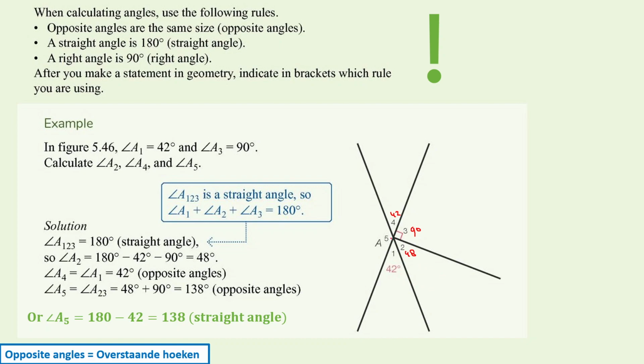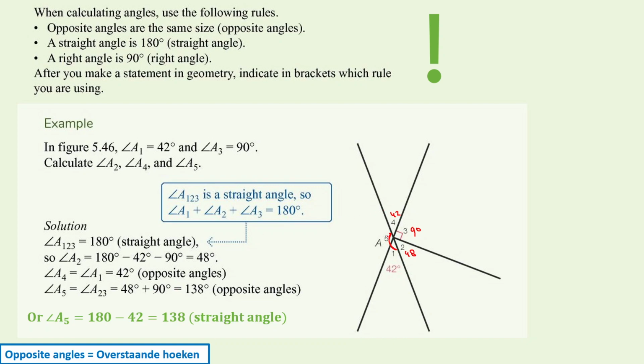I see some people working with a straight angle rule here. That's what I put in green here. If you know that this here is the straight angle, so it's 180, and you know this one is 42, it's 180 minus 42. I think this is the easiest one actually, the least arithmetic. So that's why I added this, because the book takes a different way.